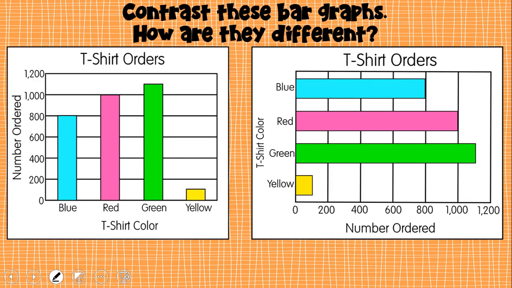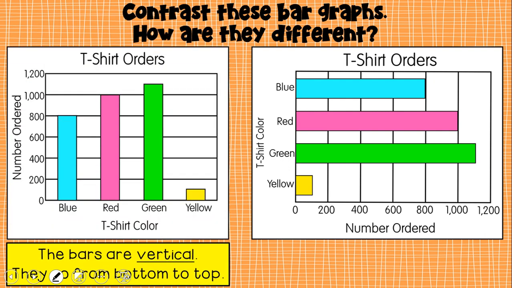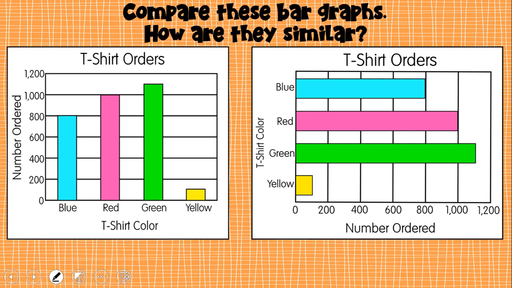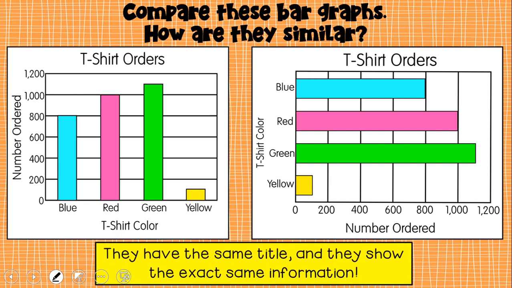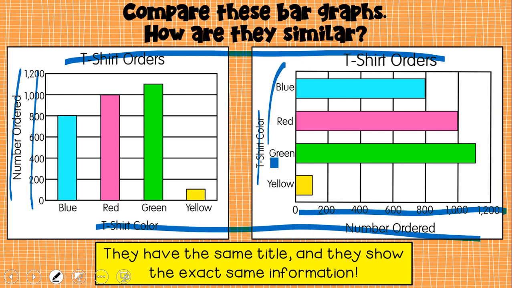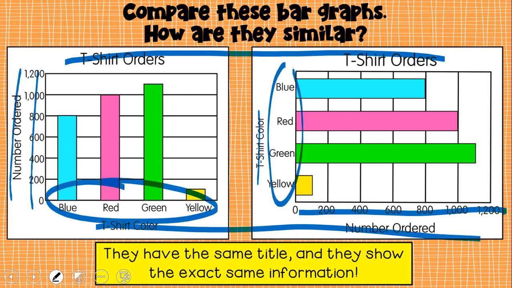And remember that you can do a vertical or a horizontal bar graph. They are the exact same. Remember, vertical goes up and down and horizontal goes side to side, but the information is literally the same on both. Remember, they both have their title, they both have their labels, and they both have a scale, and then they both have the choices, okay?